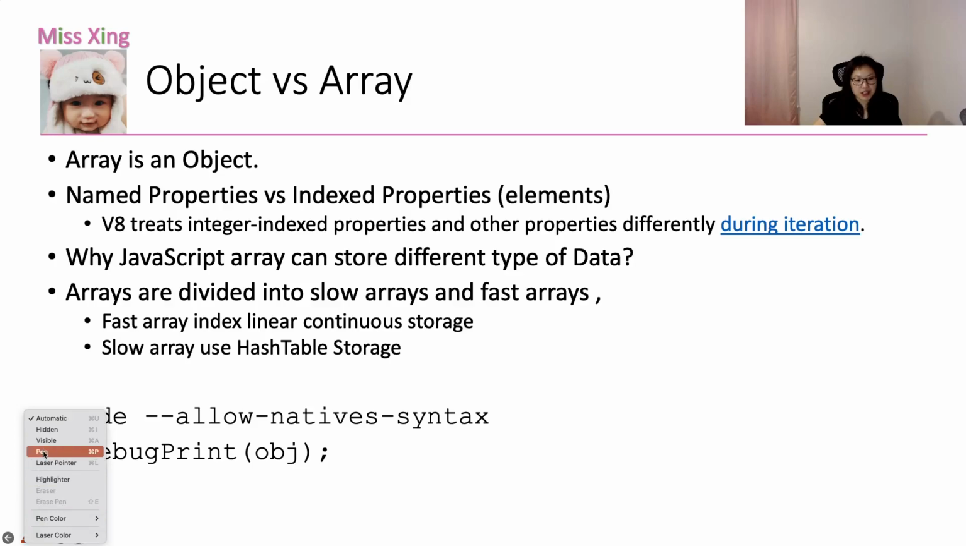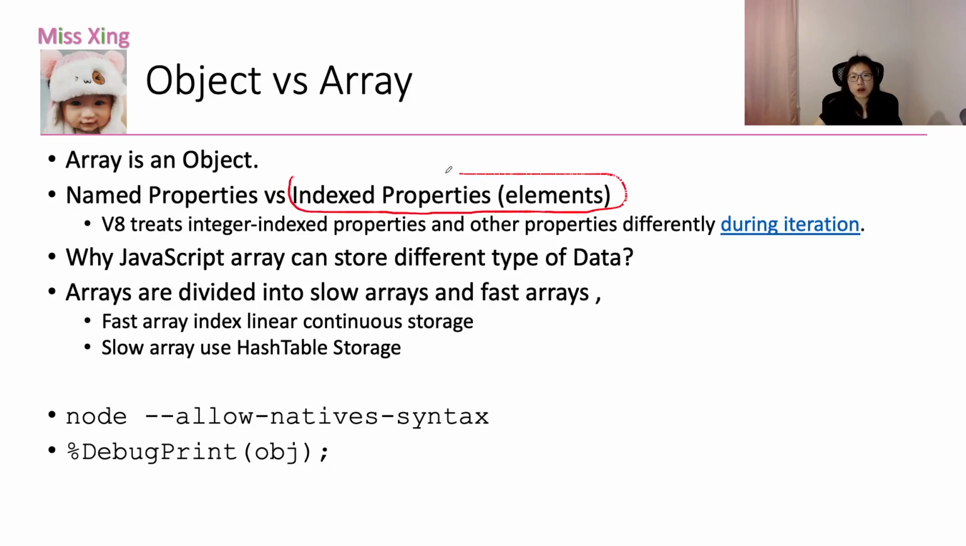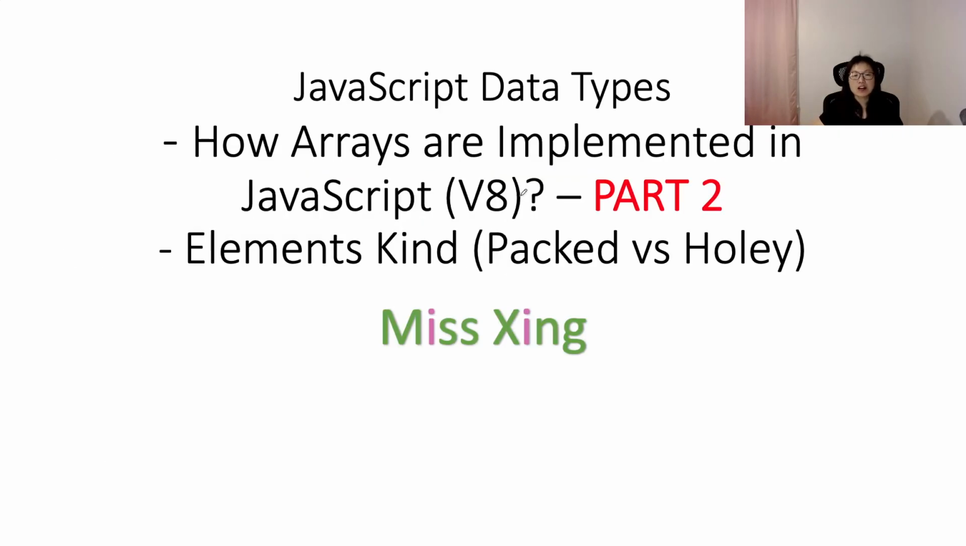In my previous video, I mentioned that arrays use index properties, and in V8 we call them elements. Index properties, where the index is 0, 1, 2, 3, 4, which are integer index properties, have a special name called elements. And here we will talk about elements kind.